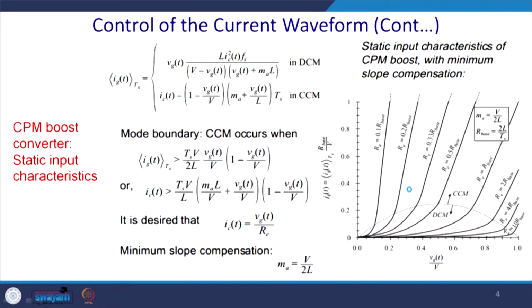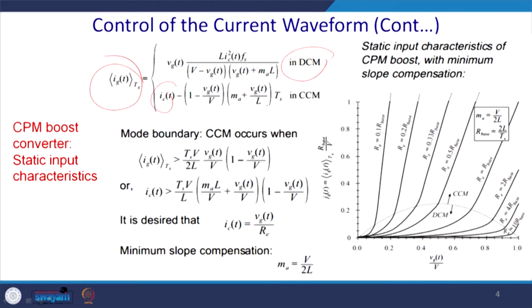This is called current program control, and it has one advantage. The static input, IG, if you are working in discontinuous conduction mode, is quite challenging to operate. It will be VG, L, IC squared, switching frequency, minus V, minus VG plus M into LA in DCM, but these equations in CCM will be very much simplified, that is IC minus 1 minus VG by V into M into this one.